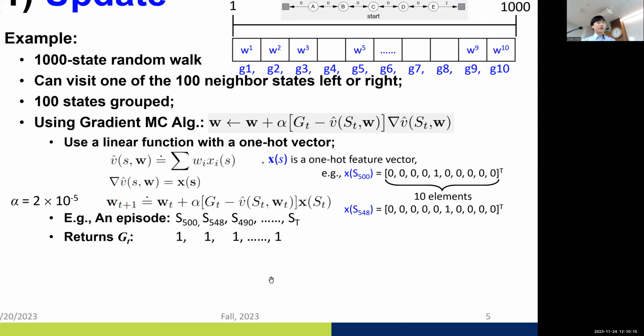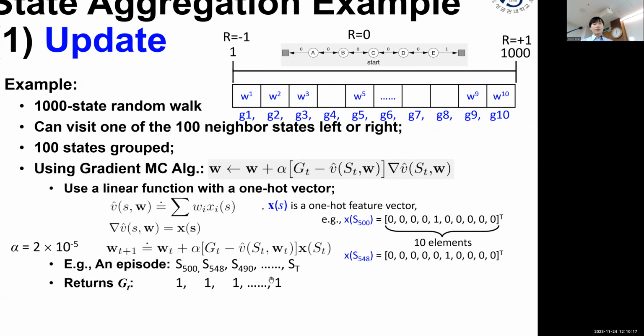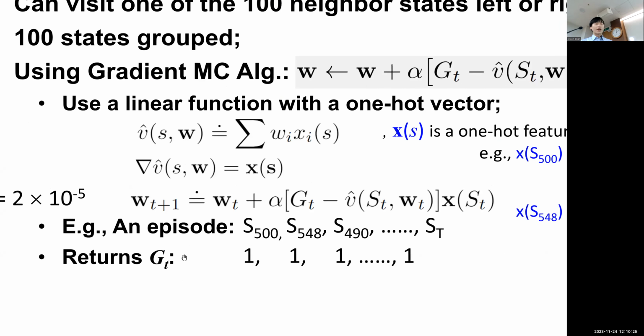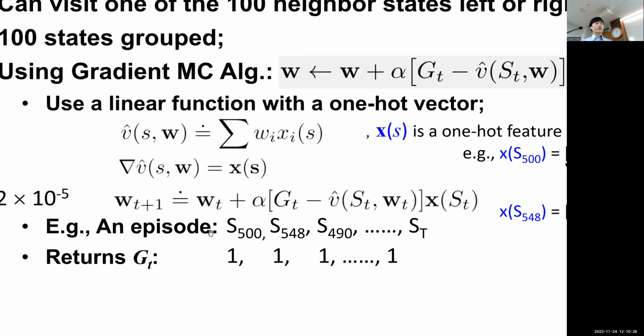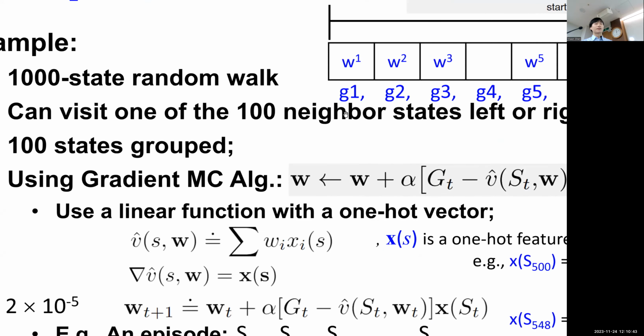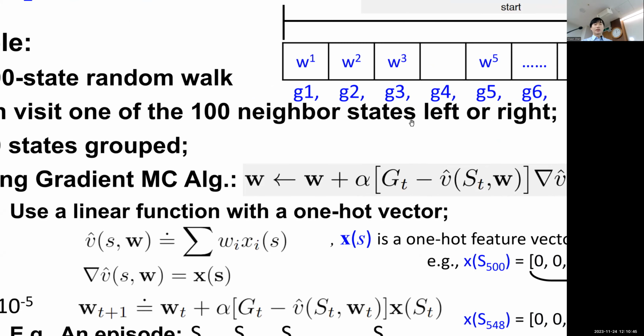Okay, since it is the random walk, the starting point is S500, as for example here. So when we run the algorithm, we need to generate multiple episode trajectories. We need to generate a trajectory from S500. So this is the starting point. Based on the setting, we can visit one of the 100 neighbor states, left or right.